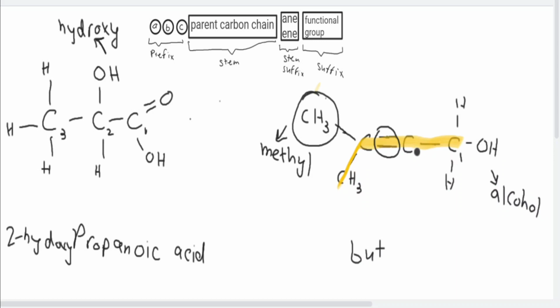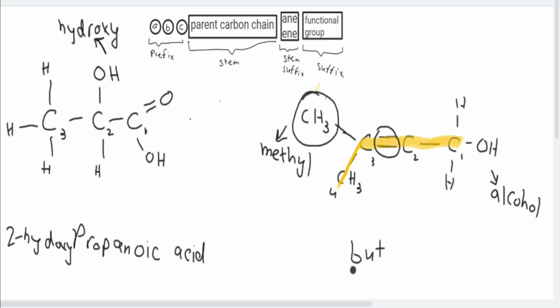Let's say this is my carbon 1, this is carbon 2, this is carbon 3, and this is carbon 4. That means my alcohol is on carbon number 1. But say I start my numbering from this carbon. Let's say this is carbon 1, this is carbon 2, carbon 3, and carbon 4. Now my alcohol is on carbon number 4, which I don't want. So I start my numbering from this side because this side has the functional group and I want my functional group to be the least numbered. So this is carbon 1, carbon 2, carbon 3, carbon 4.